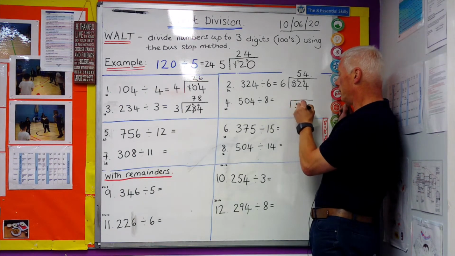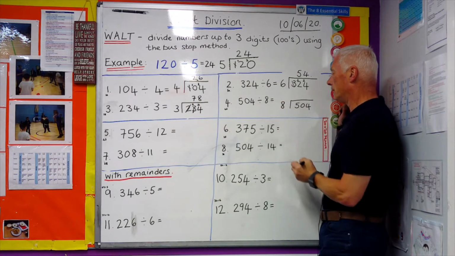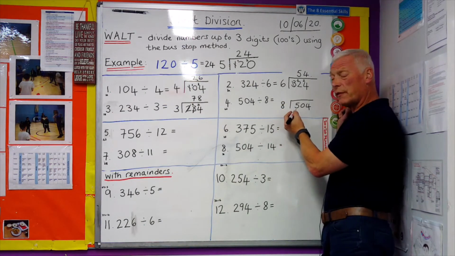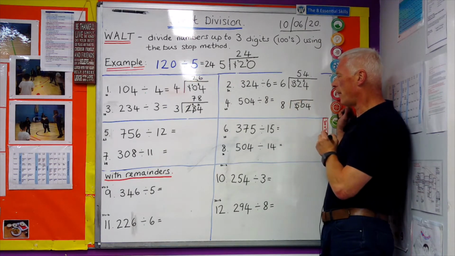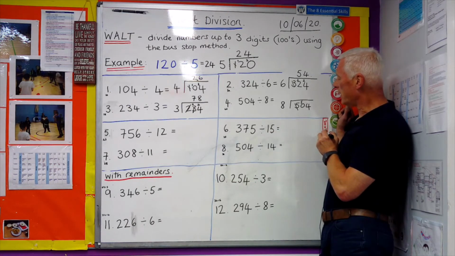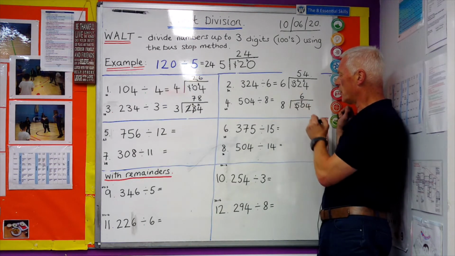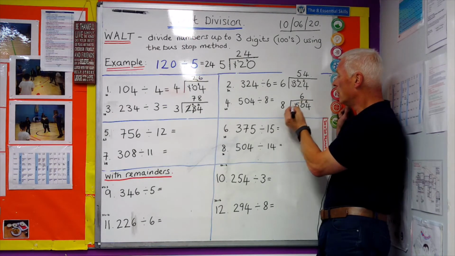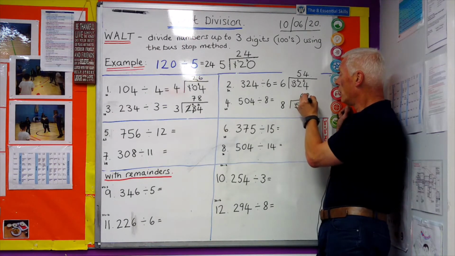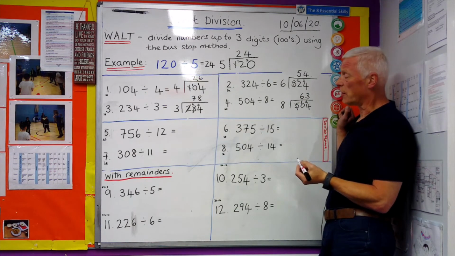Okay. 504 divided by 8. 8s into 5. Again, that's not going to go at the moment. 8s into 50. Okay. 6 8s are 48. I think that's the nearest I'm going to get. So 6 8s are 48. I've got 50, so there's 2 remainder. 8s into 24, 3 times. So 504 divided by 8 is 63.